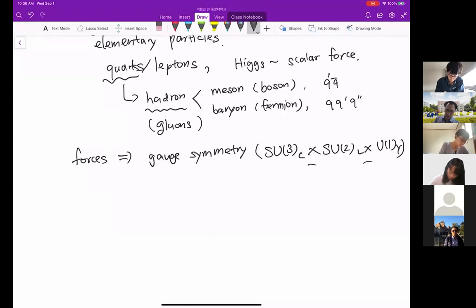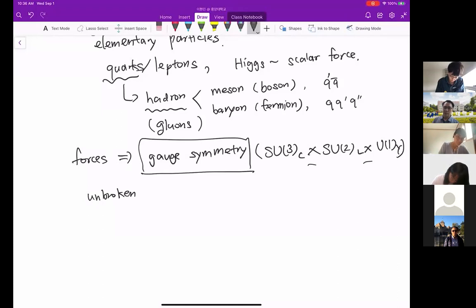When the gauge symmetry is unbroken, we are talking about gauge symmetry. What is the object which respects the gauge symmetry? We are going to consider the Lagrangian. The Lagrangian must be invariant. It does not change under the gauge transformation. So if the gauge symmetry is unbroken, all the fermion masses equal zero, right?